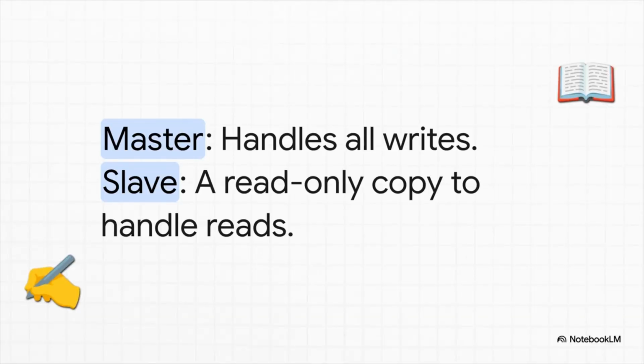The easiest way to think about this is like the master is the original official document. It's the only place you can make changes. It's the single source of truth. The slaves, well, they're just read-only photocopies. You can hand out thousands of these, and people can read them all day long without ever bugging the person who's actually editing the original.